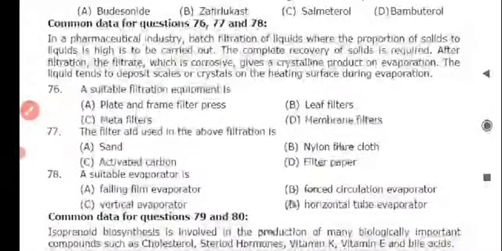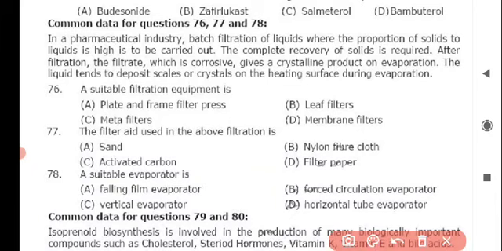Now moving to the next statement. In a pharmaceutical industry, filtration of liquids where the proportion of solids to liquids is high is to be carried out. The complete recovery of solids is required, and after filtration the filtrate, which is corrosive, gives a crystalline product. On evaporation the liquid tends to deposit scales or crystals on the heating surface during evaporation. And the question for this statement is, a suitable filtration equipment is, and the correct answer is option A, that is plate and frame filter press.